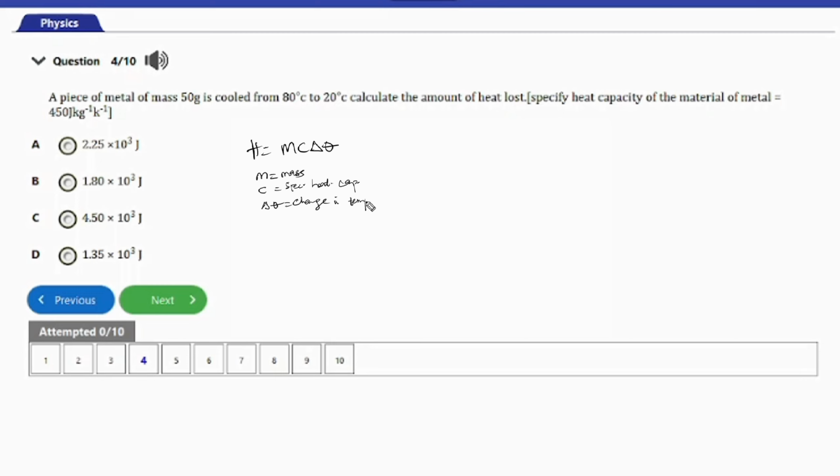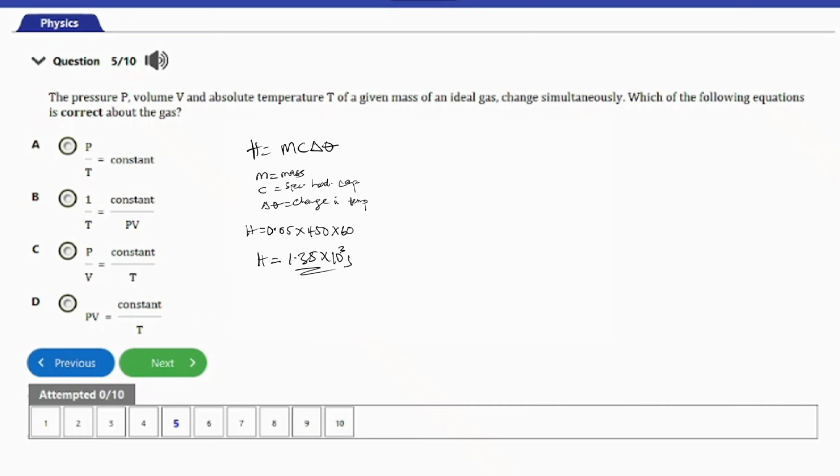So guys, if we plug in the values we have here for this question, we're going to have 50 grams, which is actually 0.05 kilograms, times 450, then times the change in temperature, which here is 60. That's 80 minus 20, that's 60. And guys, when you multiply this out, you'll have 1.35 times 10 to the power of 3 joules. And that is for this question, guys. So let's go ahead and consider the next question, guys. So that's question number 5 here.